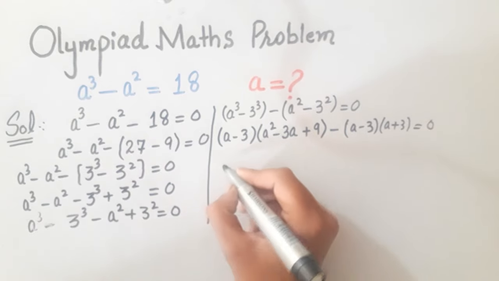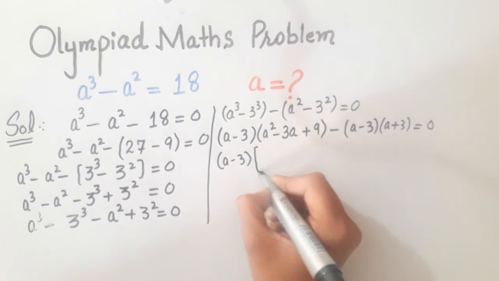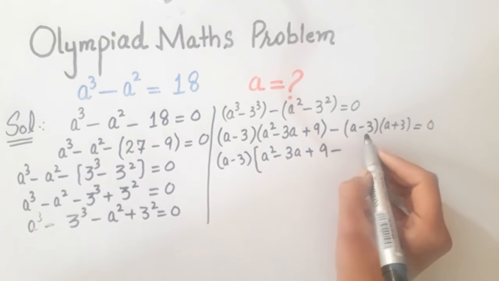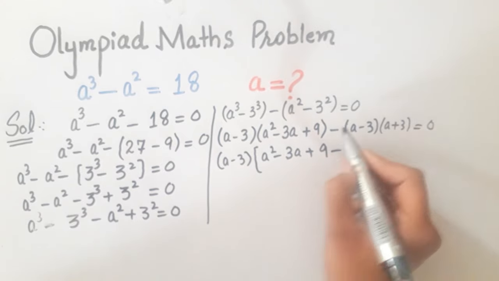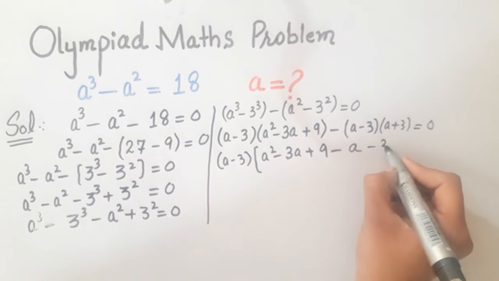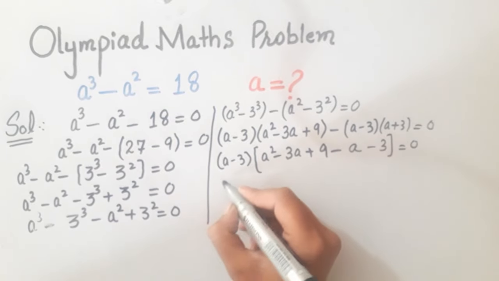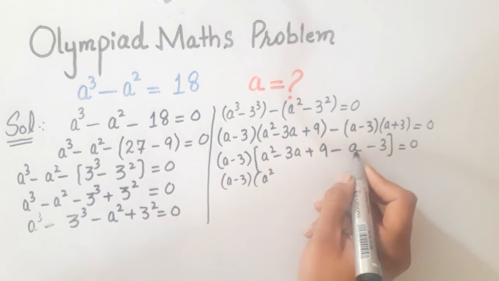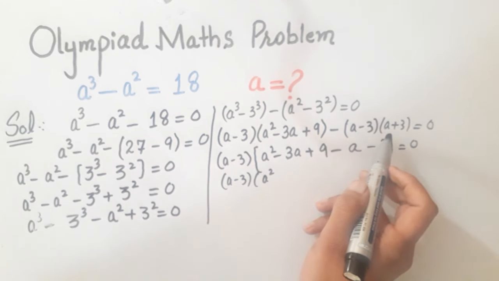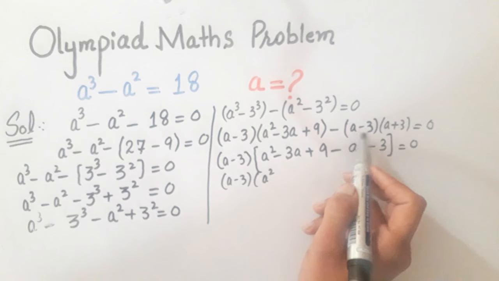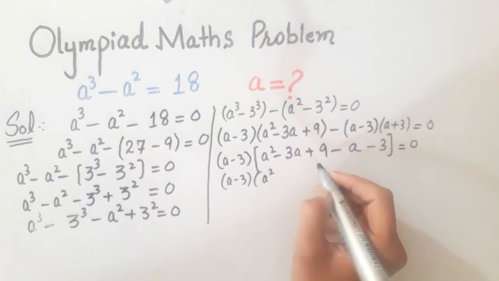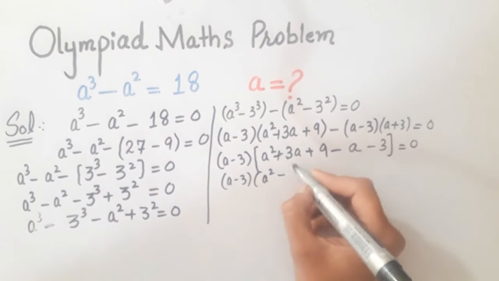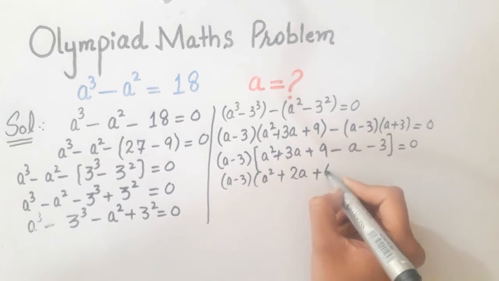equals 0. Now we can take a minus 3 as common. So remaining is a square plus 3a plus 9, minus a plus 3 as common. We have a minus 3 and the other one is a square plus 3a plus 9 minus a minus 3, and this will be a square plus 2a plus 6 equals 0.